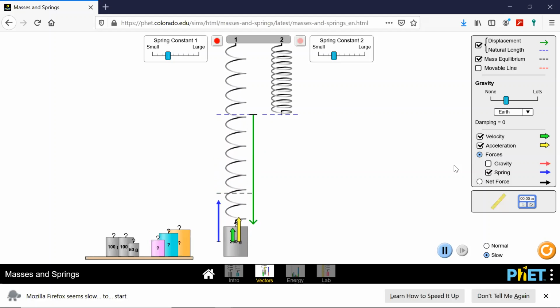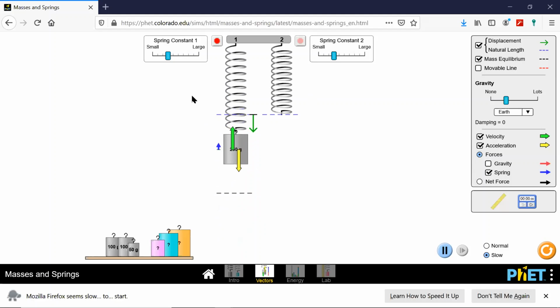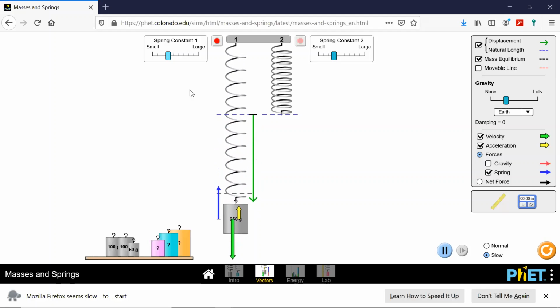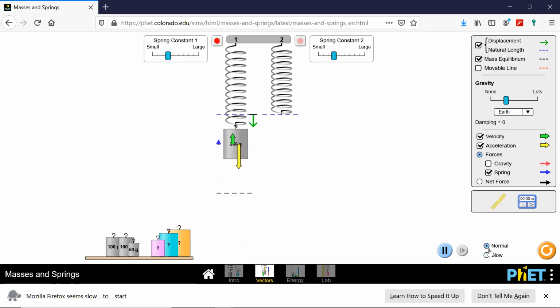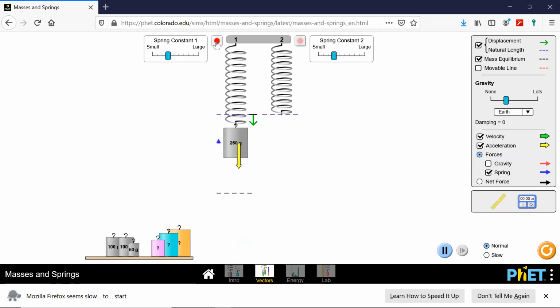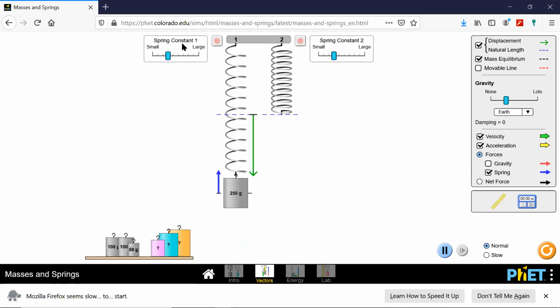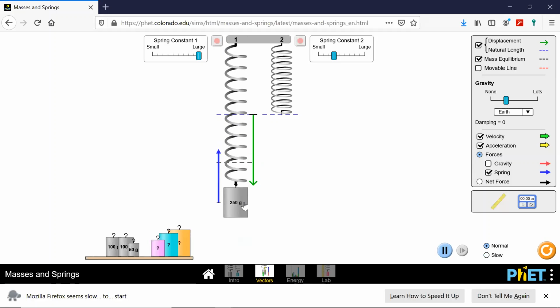Now the next question is, what happens when the spring constant is increased? Well, we can increase the spring constant easily here. Okay, I have a normal motion now. Normal. We stop it. Increase the spring constant, make it large, and then start all over and see what happens.